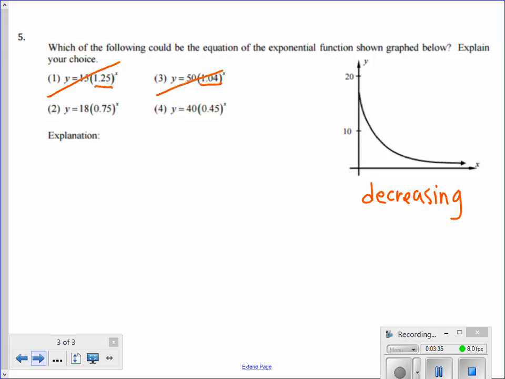I don't know any specific values on my table, so I can't really determine if the growth rate is 0.75 or 0.45. But here's what I can do. Notice that on this grid, the y-intercept appears to be somewhere between 10 and 20. When I look at the y-intercepts that are over here, I have a y-intercept of 40 and 18. The only one of those that's between 10 and 20 is number 2. So that would be the equation for the graph that you see at the right.